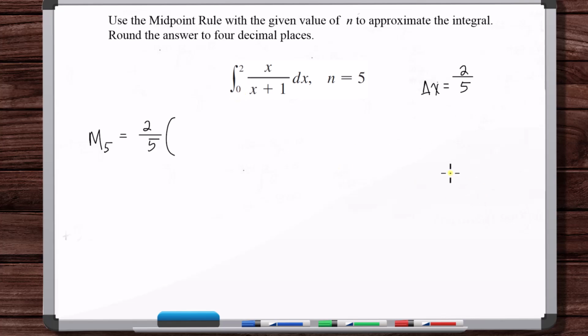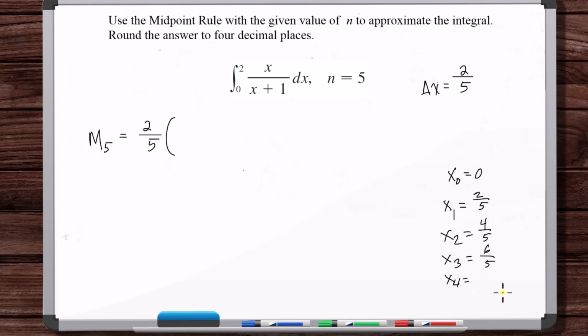Well, we know that x sub 0 is a. This is the notation for general Riemann sums. X sub 1 is a plus 1 times delta x, so 2/5. X sub 2 is a plus 2 times delta x, so that would be 4/5. X sub 3 is a plus 3 times delta x, so that's 6/5.